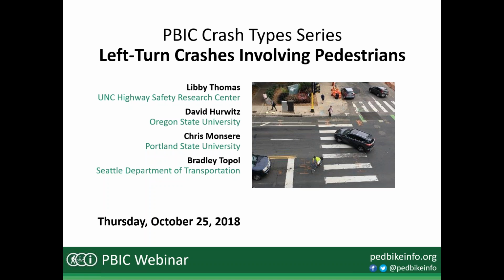We're also joined by Bradley Topol, who's a project coordinator for the Seattle Department of Transportation. Bradley has 7 years of experience in designing complete streets and leading all-day training seminars on pedestrian and bicycle safety treatments. He currently focuses on Vision Zero work in an effort to eliminate all traffic fatalities and serious crashes in the city of Seattle. Bradley has previously worked for the Federal Highway Administration and Chicago DOT. We're really excited and grateful to have all of our panelists joining us today.